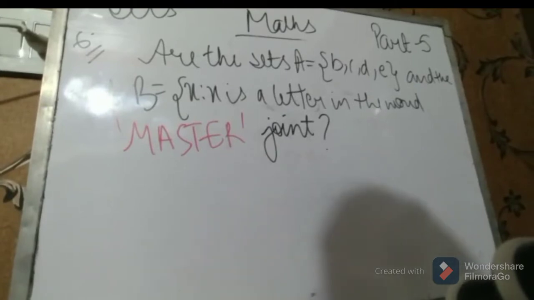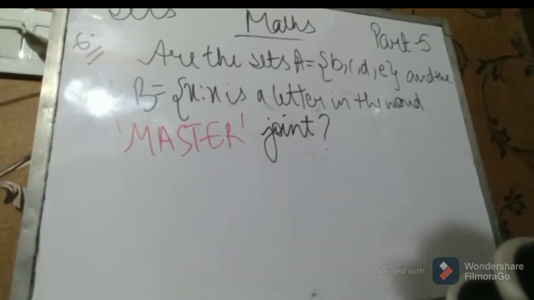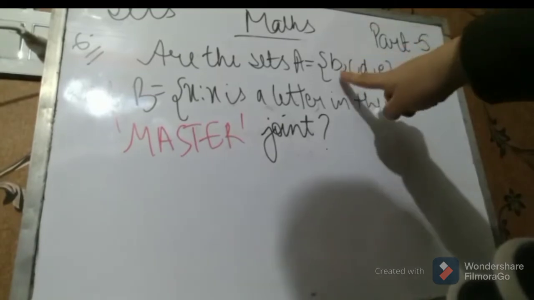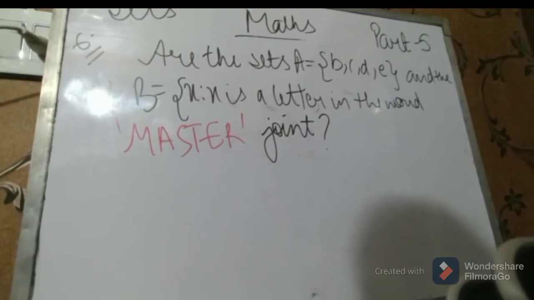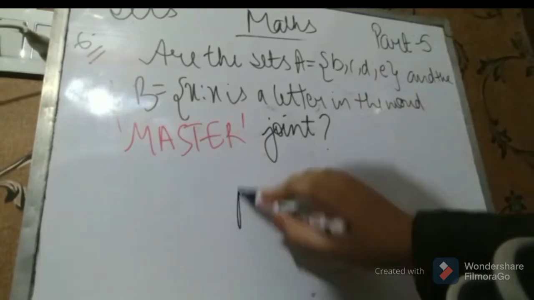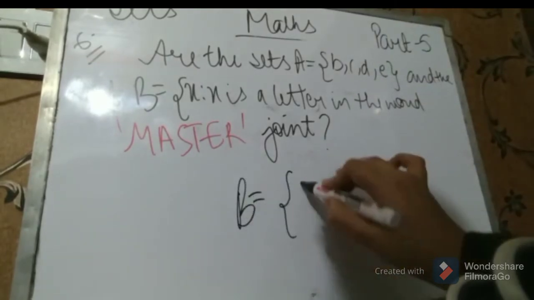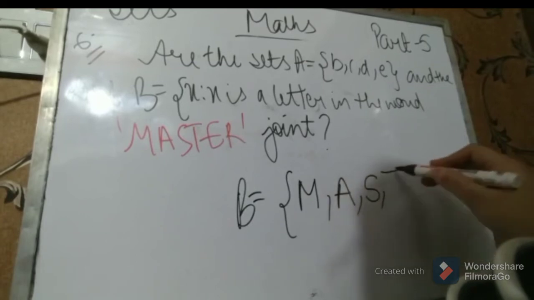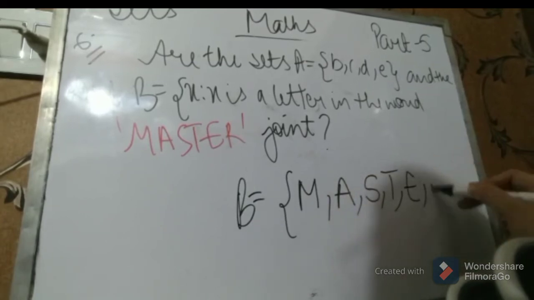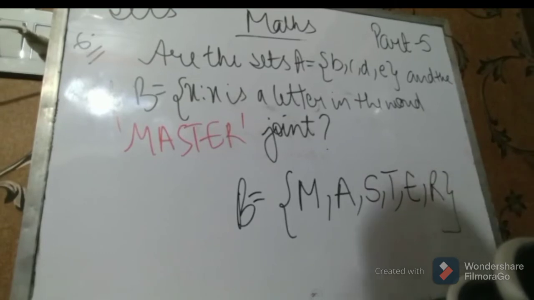Okay, so now if we see in this question, they are saying that the set A consists of B, C, D and E elements, right? And the set B consists of the letters in the word master. First, let us write the set B, right? So set B is M, A, S, T, E, R, right?